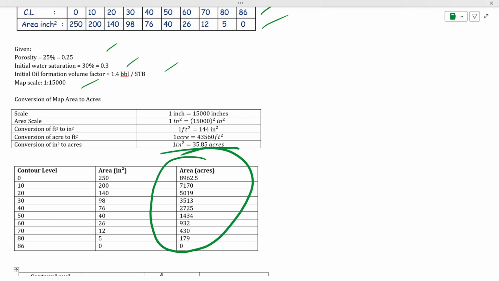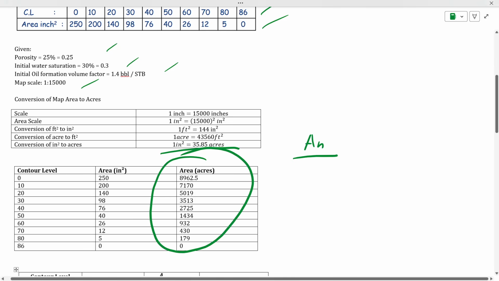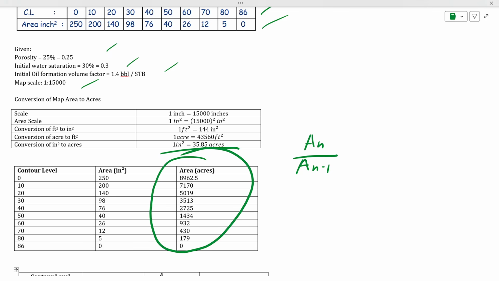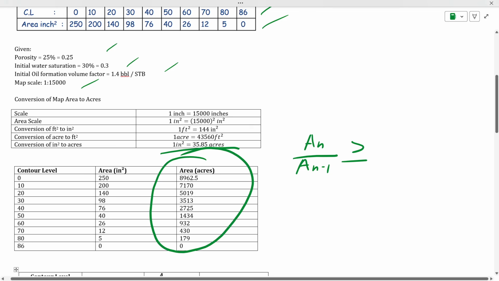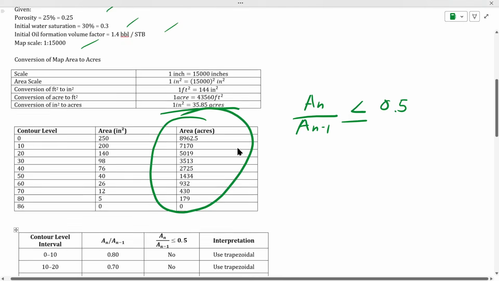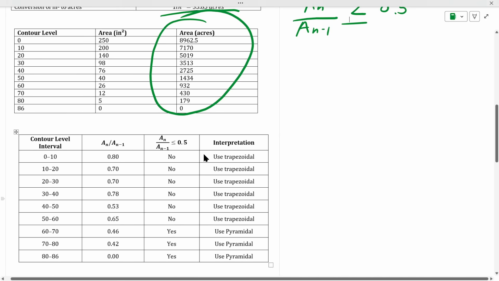Next, let's now evaluate each contour level interval by computing A sub n over A sub n minus 1. Let us know if we satisfy this condition for the pyramidal method, if it is less than or equal to 0.5. Otherwise, we will use the trapezoidal method.